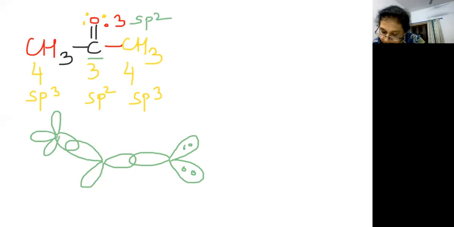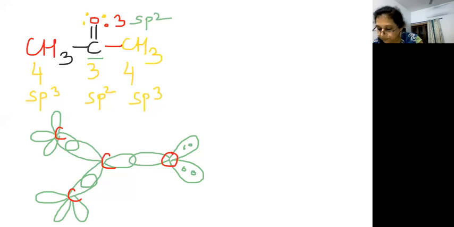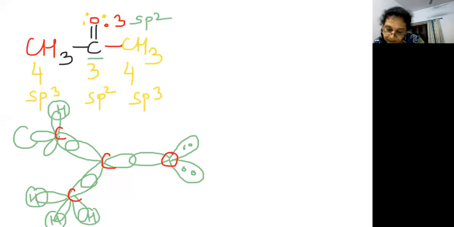I have less space available, so I'm shortening the structures. So this, now let me write carbon here, carbon here. This one is oxygen, this one is carbon. Let's put hydrogens, 1 hydrogen, second hydrogen, third hydrogen, one hydrogen, the other one, and now we have the next one. Fine.